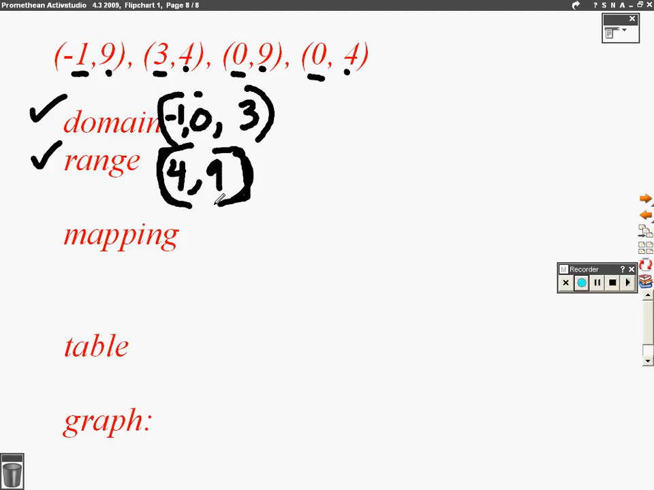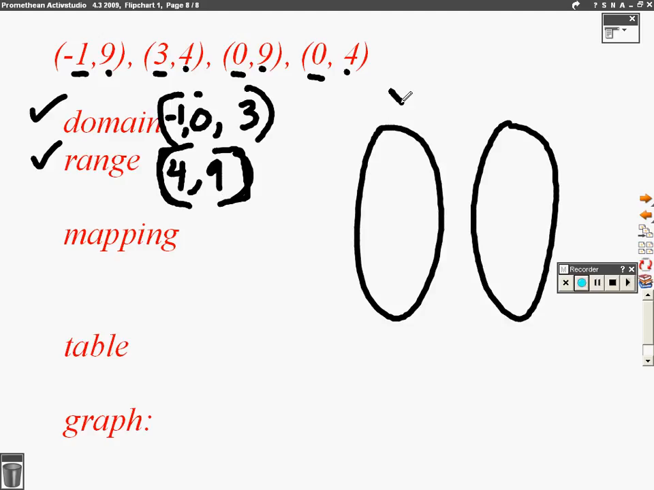Mapping. Mapping is when you take your points and represent them visually like so. Here's my x and here's my y. Always label x and y. You're going to put your x's in order from least to greatest. So I already have my domain. So I know my x's are -1, 0, and 3. My y's are 4 and 9.